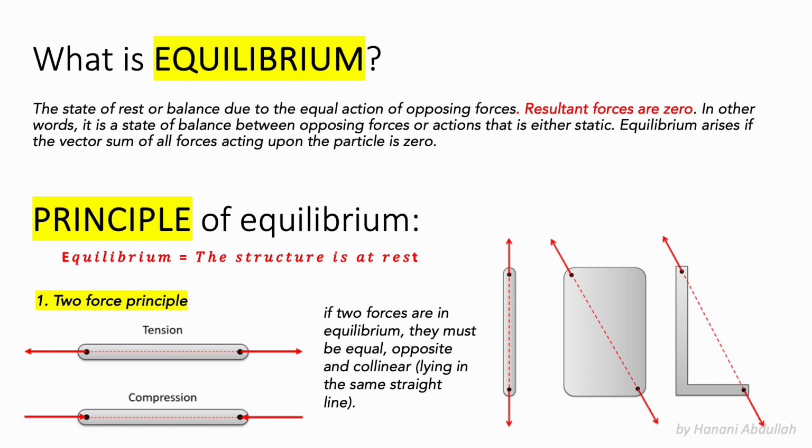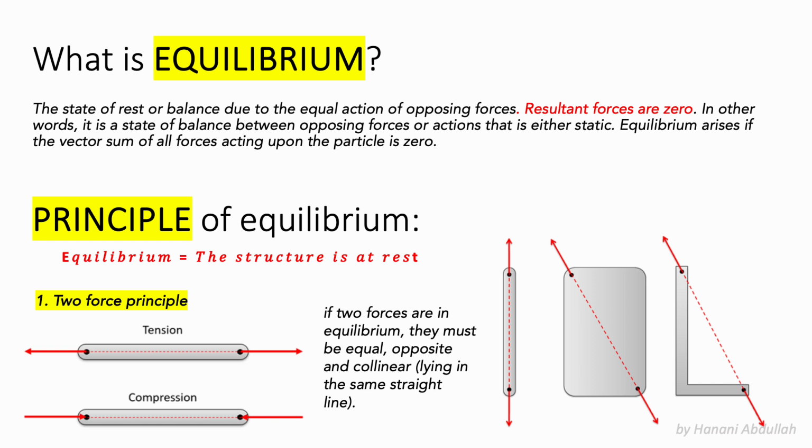So for the principle of equilibrium, actually ada 3 principle. Kita akan go through satu-satu. The first principle is two force principle. So contoh je, imagine ada 2 orang tengah tarik tali. Seorang dari kiri, seorang dari kanan. For the object to be in equilibrium, both forces must be equal, opposite in direction, and collinear. Collinear ni means they are in a straight lines.